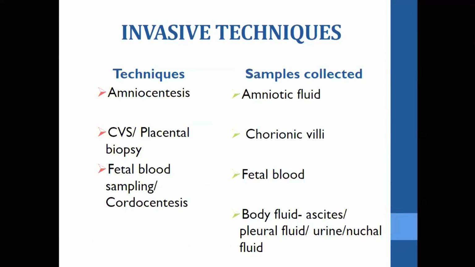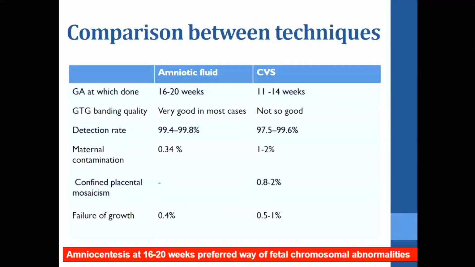So there are various techniques of doing invasive testing. It may be amniocentesis, where we take amniotic fluid. It can be CVS or placental biopsy to collect chorionic villi, and fetal blood sampling to collect fetal blood. And also we can collect ascitic fluid, pleural fluid, or urine in some cases.